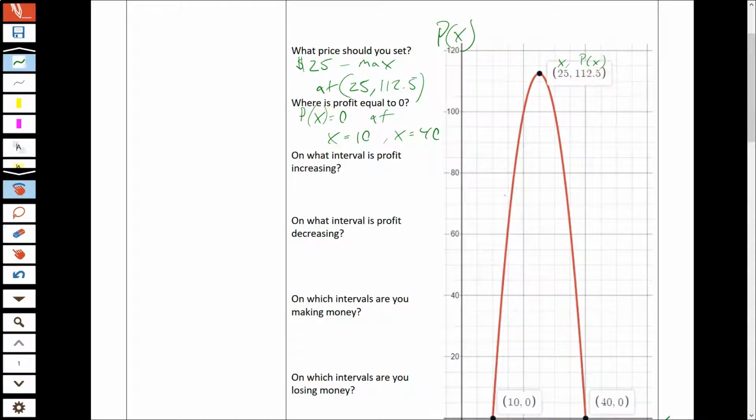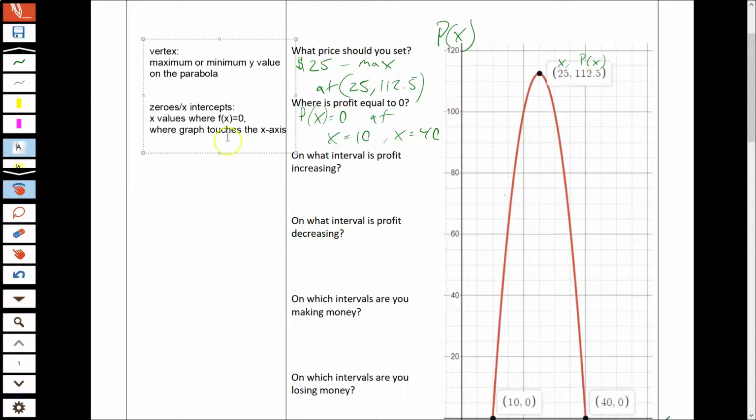Okay, so these correspond to specific features. I'm going to give you the names of these features as we go. And here are our first two features, right? So we have the vertex, which is our maximum, or if our parabola is facing the other way, it could be a minimum value, right? But it's its highest or lowest point. And then our x-intercepts, which is our points where the graph touches the x-axis that we're familiar with from our work previously, right? Our next two now are intervals, and this might be useful to know, right, if you were selling this app: interval when profit is increasing and interval when profit is decreasing.